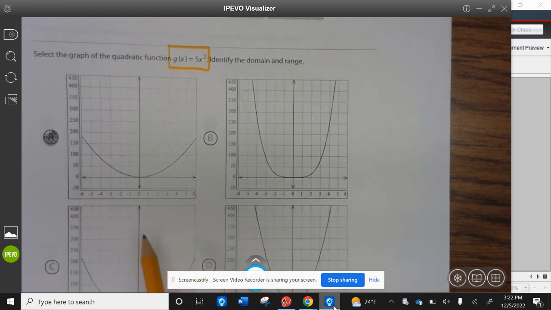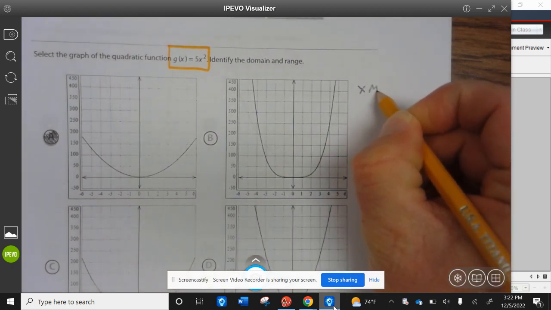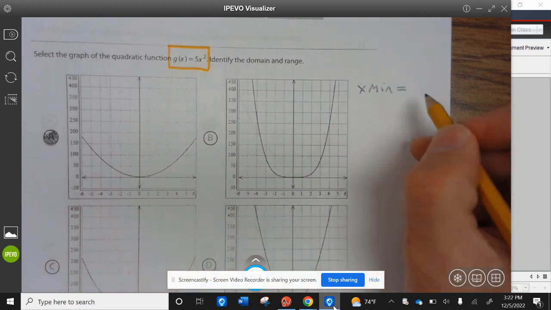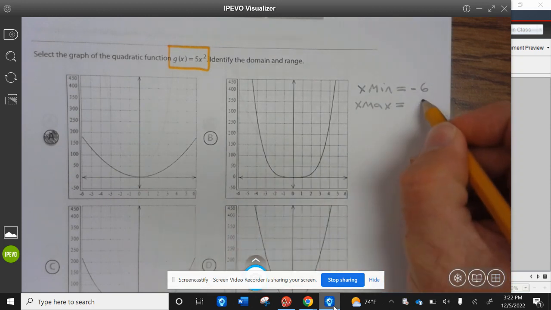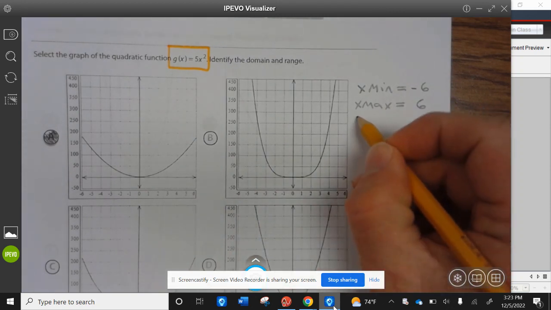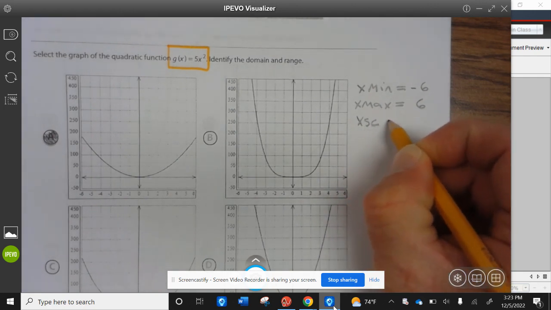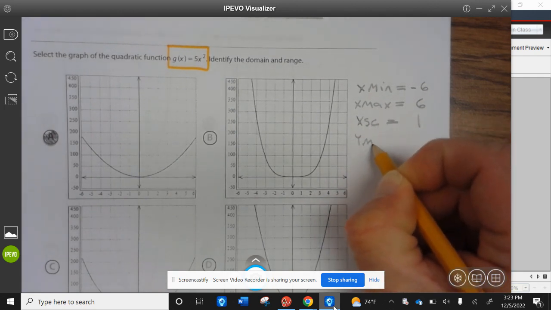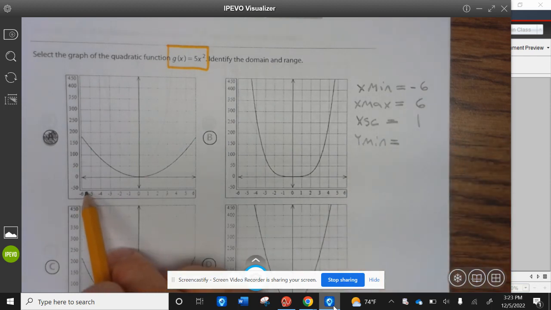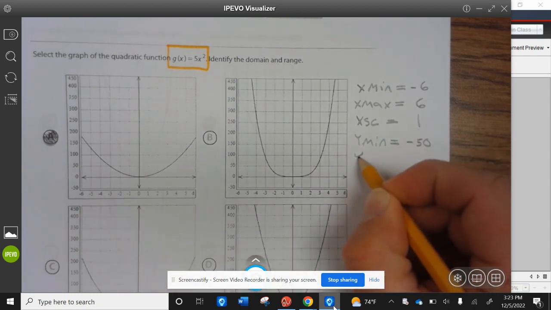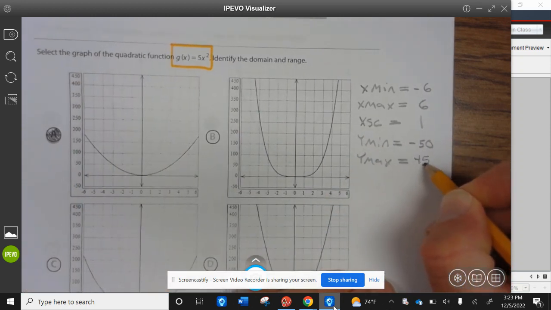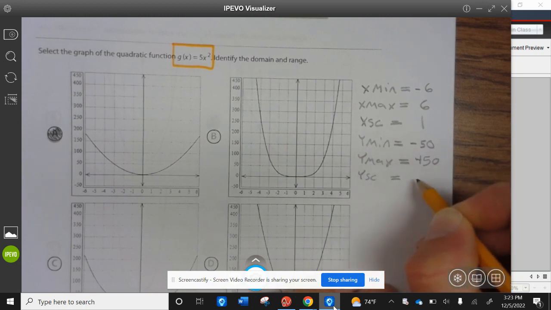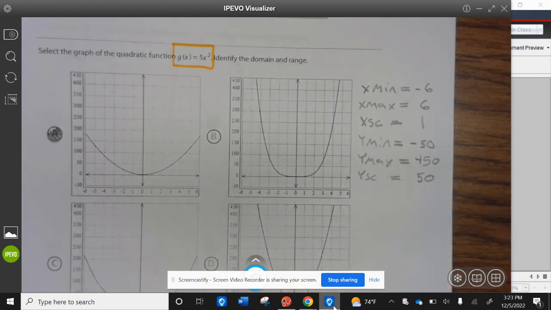Our x min is going to be -6. Our x max is going to be 6. Our x scale is going to be 1. Our y min is going to be, looks like, -50. Our y max is going to equal 450. And the y scale is going to be counting by 50s. Now let me show you how you adjust your calculator to do so.